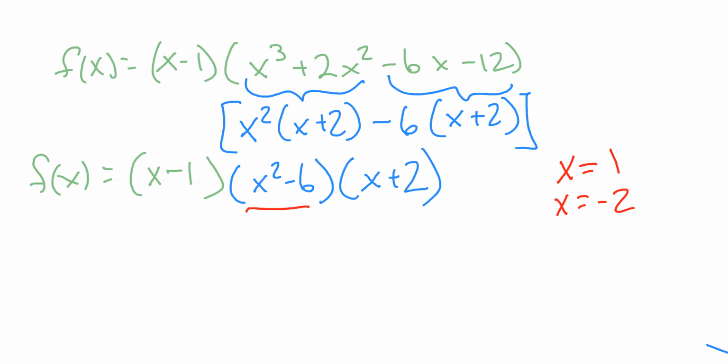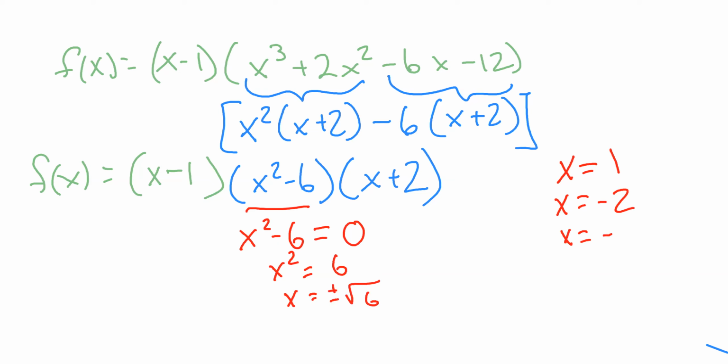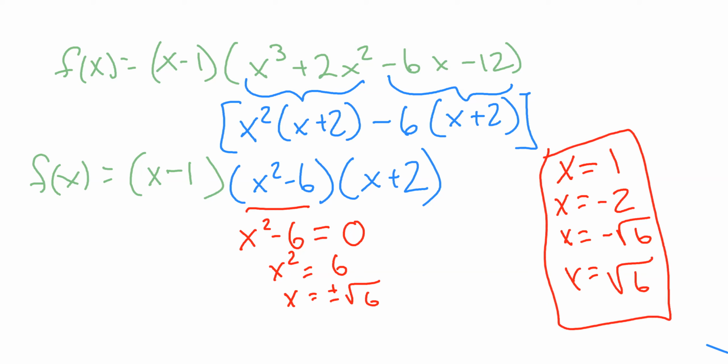And then for this last factor, we've got x squared minus 6. Well, what values of x make this equal 0? That is when x squared equals 6, which is when x equals plus or minus the square root of 6. So we've got x equals the negative square root of 6 and x equals the positive square root of 6. That gives us 4 zeros, and those are 4 linear factors to our equation. Now that we have these 4 linear factors, notice that all of them have multiplicity of 1.